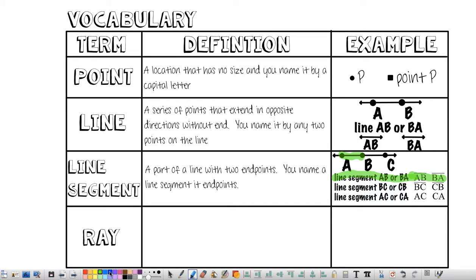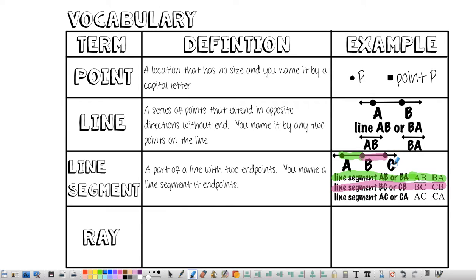Okay, and then you also have line segment BC or CB. And again, you can use the symbol. Notice the symbol in this case does not have the arrows because the arrows indicate that it's a line and it goes on forever. In this case, it does not go on forever. It starts at an endpoint and goes to another endpoint. Notice I'm not highlighting past that endpoint because this is not part of the line segment.